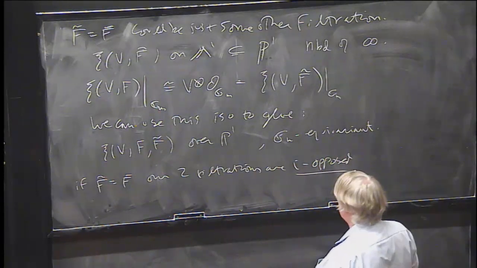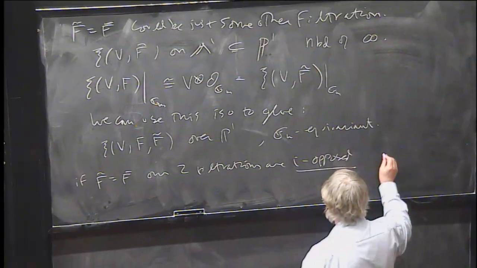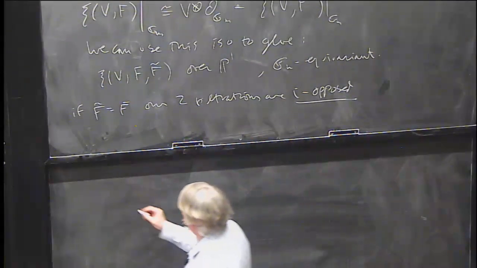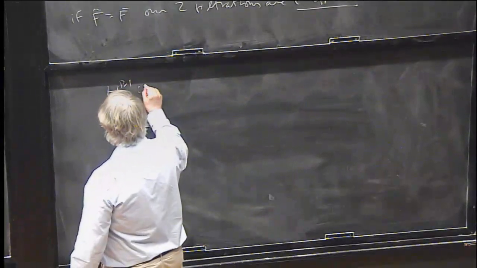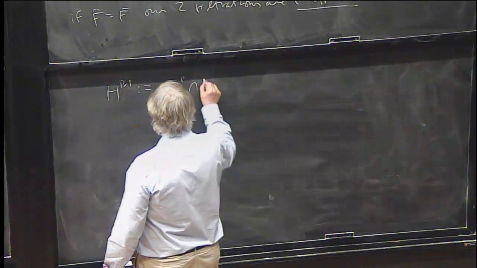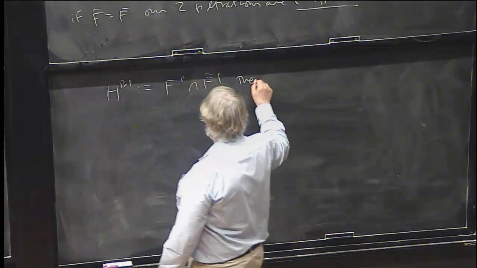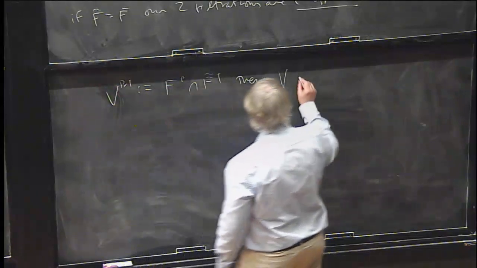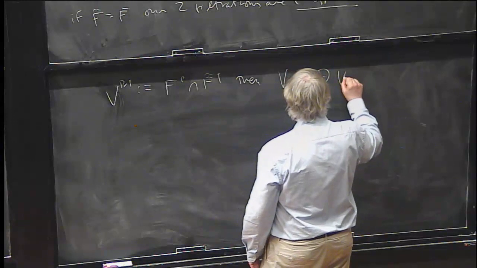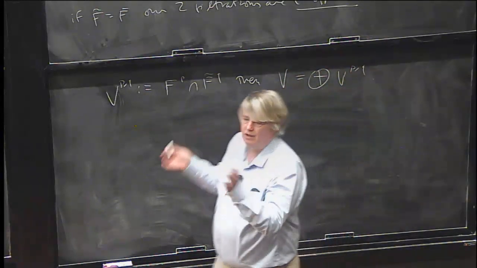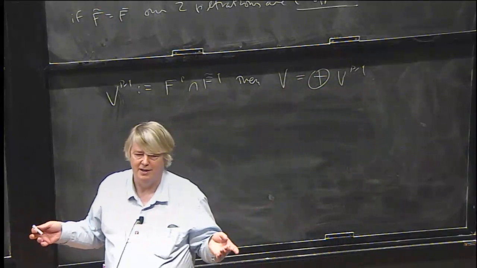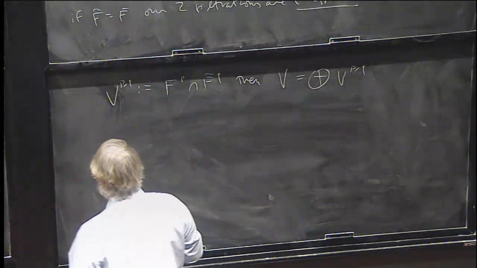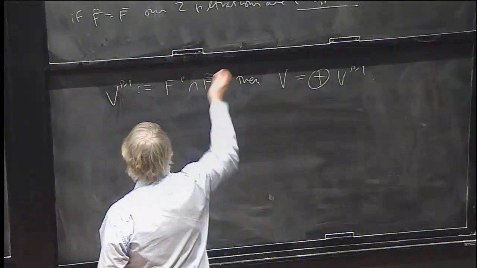the two filtrations are what's called I-opposed. What does that mean? It means that, in other words, if we define V^{p,q} to be F^p intersect F tilde^q, then our space V is a direct sum of the V^{p,q}. If you just take two different filtrations, they might be opposed or not, but you might have combined a 2-opposed and a 3-opposed and a 0-opposed and a -1-opposed filtration. There's no reason for two arbitrary filtrations to have this opposed property.